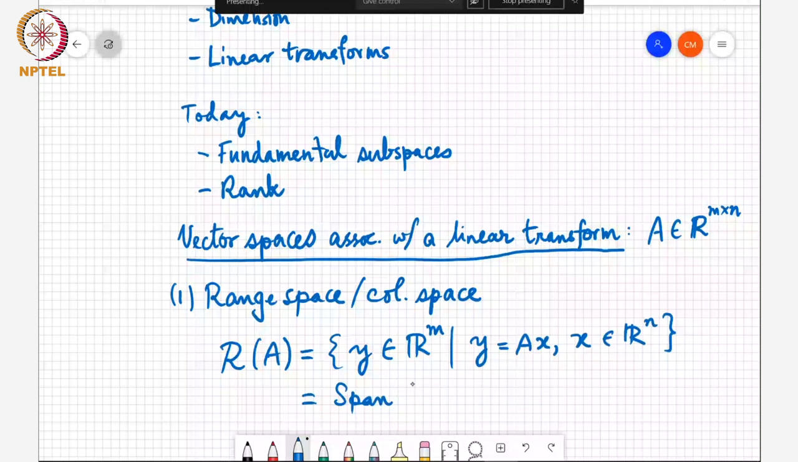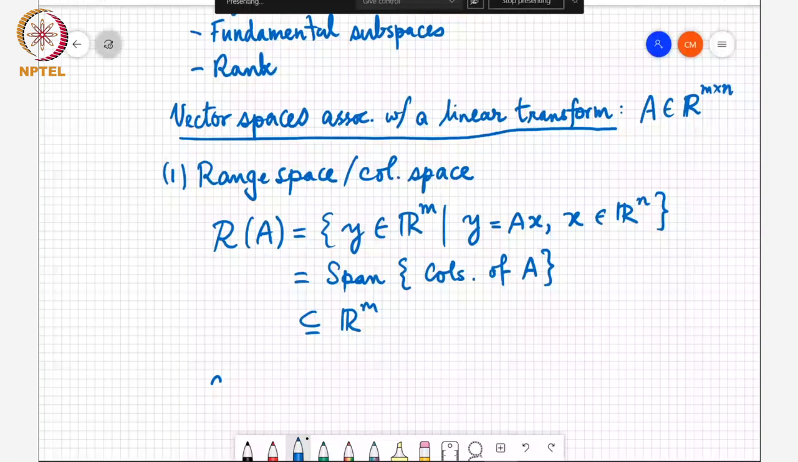And we said that the dimension of this range space of A is less than or equal to the minimum of M and N. It's at most M because it's a subspace of R^M, and it's at most N because A has only N columns. So you cannot span a dimension greater than N when you're considering the span of N vectors.